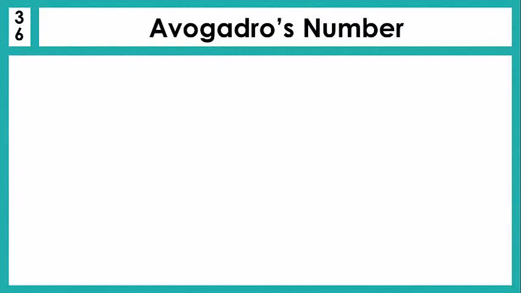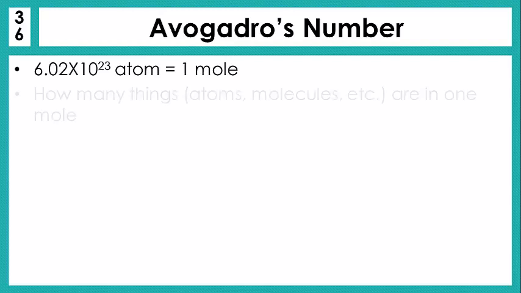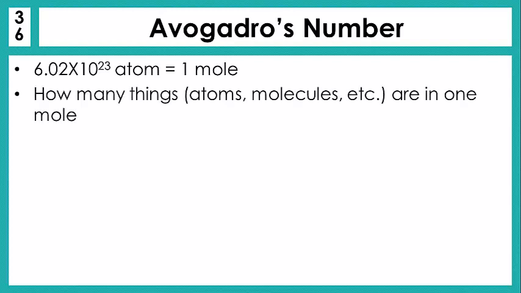So number 36, explain what Avogadro's number is. How do we use it? So Avogadro's number tells me how many things are in a mole. So it could be atoms or molecules or whatever, but there's always 6.02 times 10 to the 23rd things in a mole.